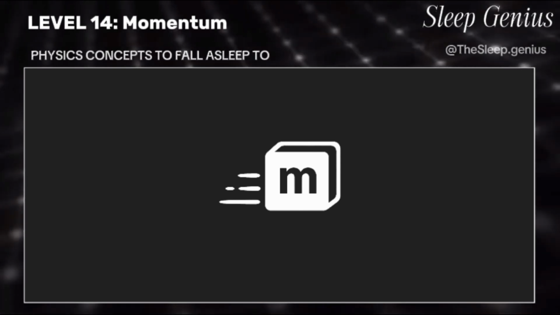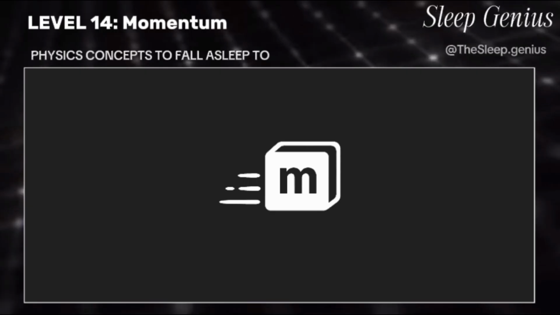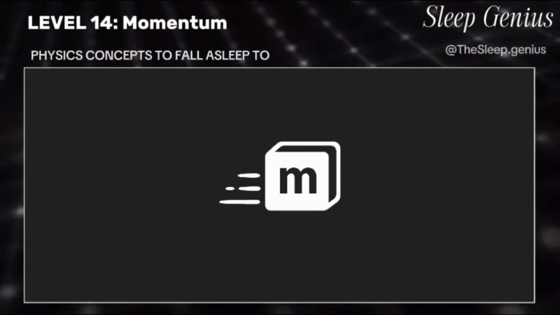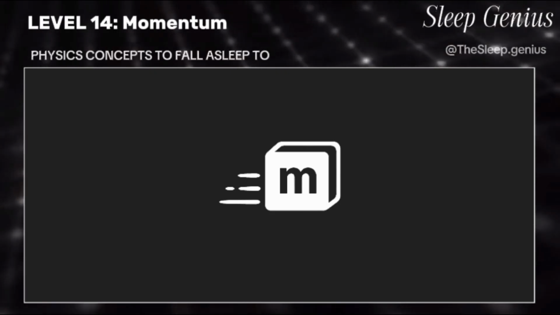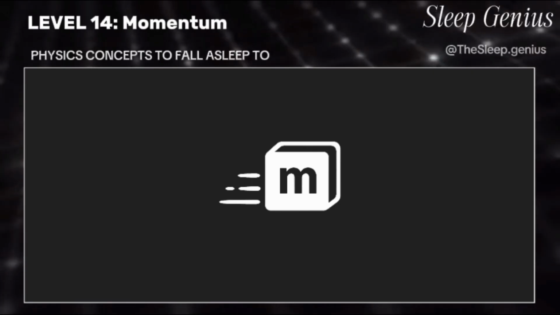Momentum follows the law of conservation. This means the total momentum of a closed system remains constant unless acted upon by an outside force. Momentum represents the difficulty of stopping a moving object. The larger the momentum, the harder it is to change its motion.